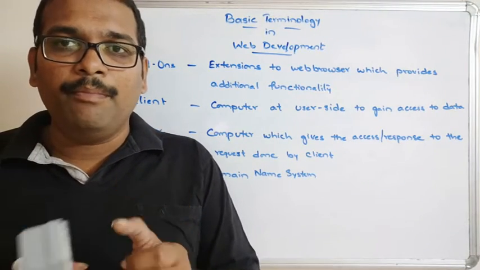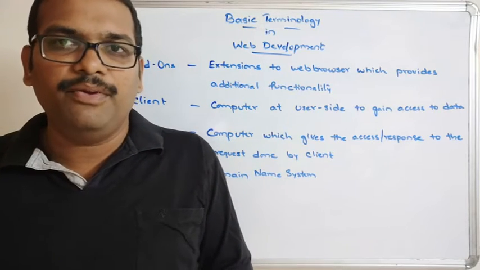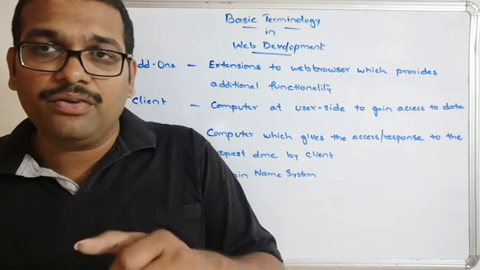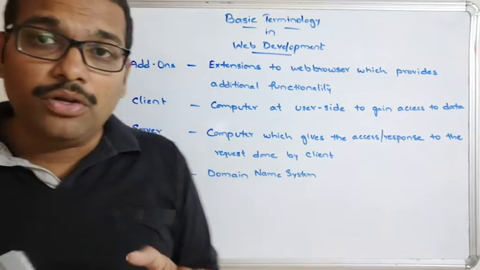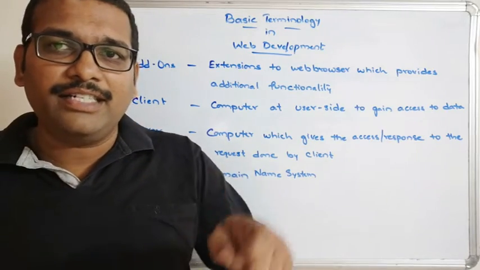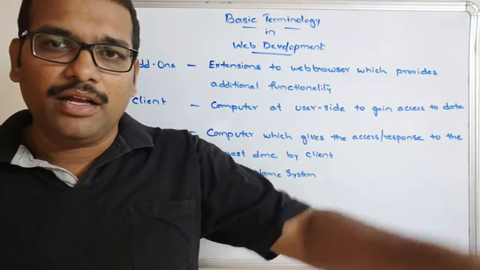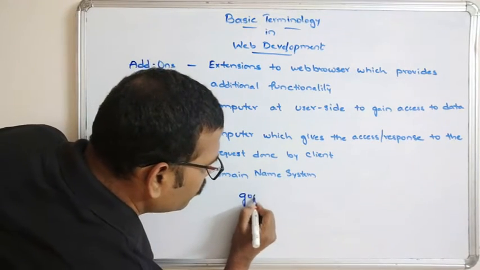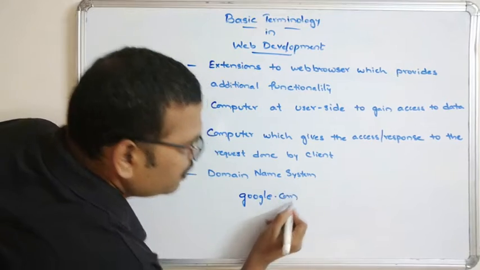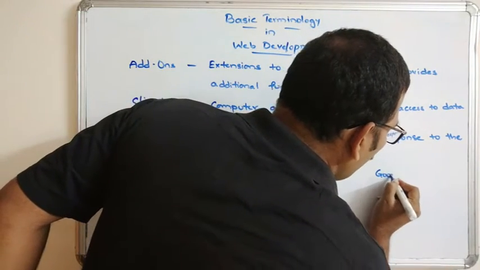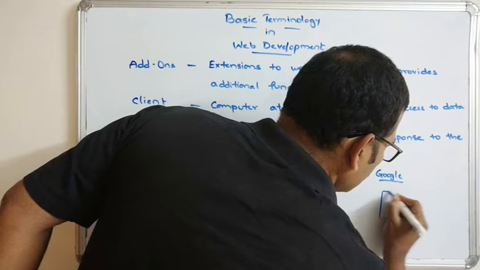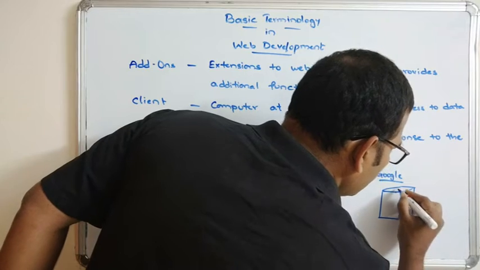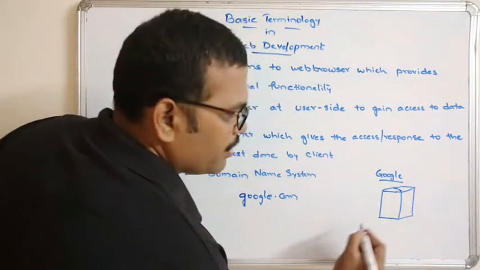So in order to remember all the IP addresses, it would be very difficult, right? That's why the IP will be converted into some URL. Whenever the client sends a request, for example, let us take google.com. Google will maintain a server, right?